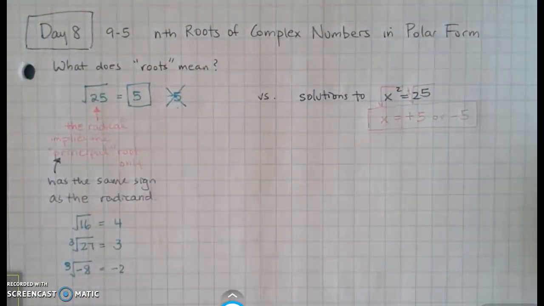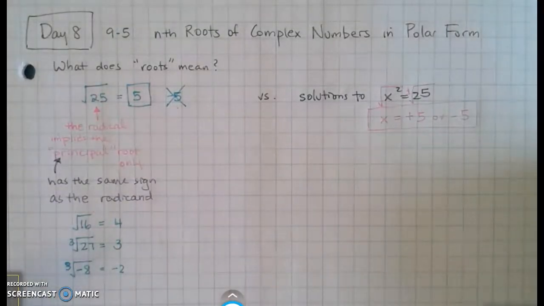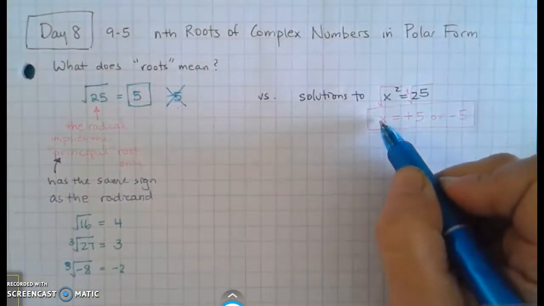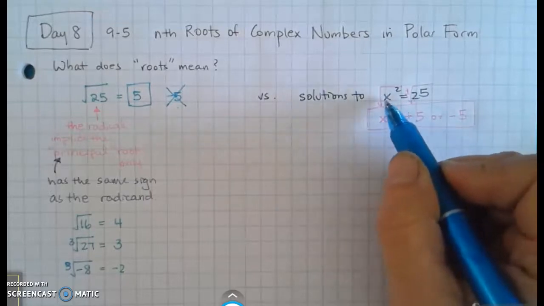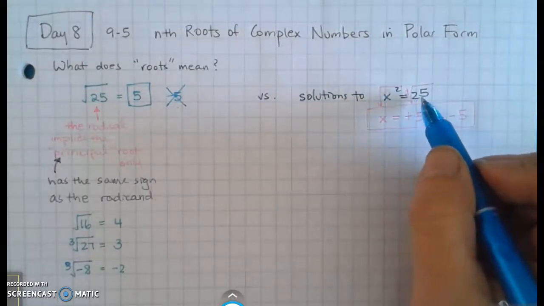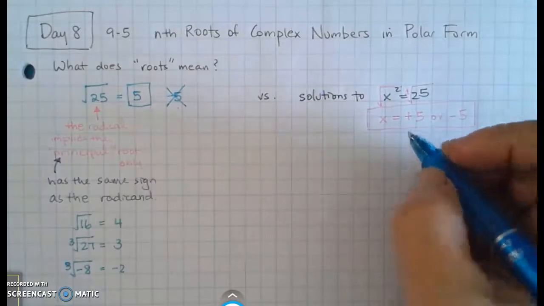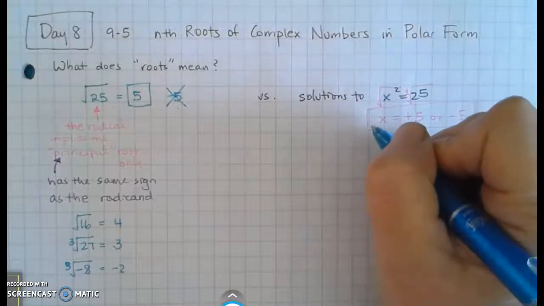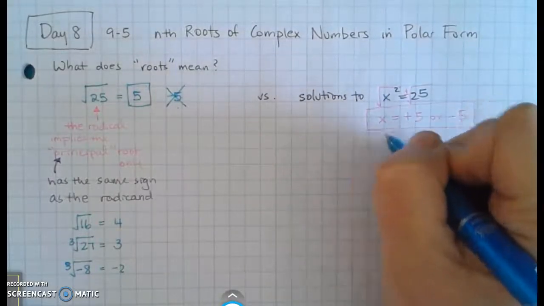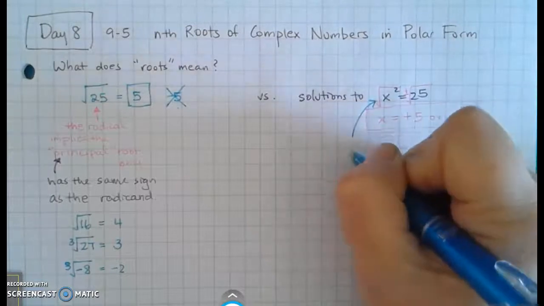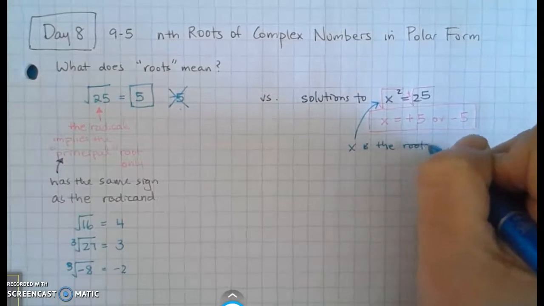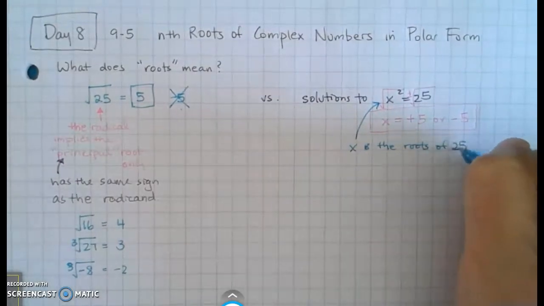The reason being that we're dealing with an unknown number that, when squared, is equal to 25. So here x is the roots of 25.